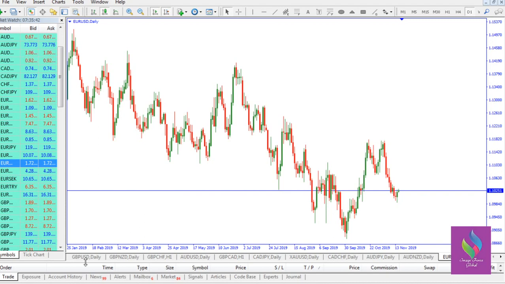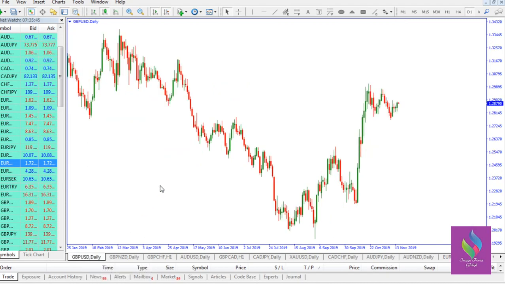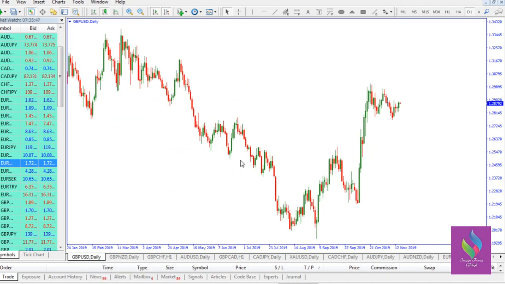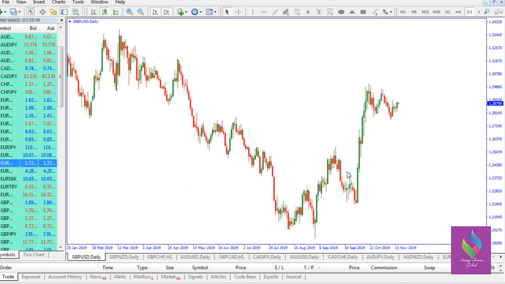Let's start with GBP USD. I've been looking into the GBP for a while now, and after seeing this rally up, let me pick up my pen.